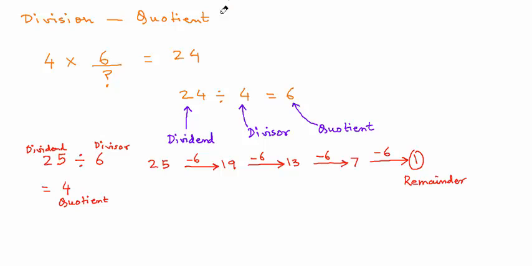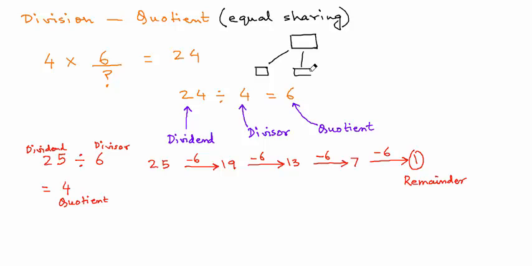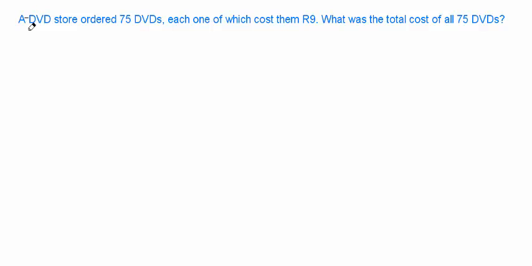And then another way to think about division is equal sharing. So when you have a certain number of things and you want to put them into groups of equal size, you use division.